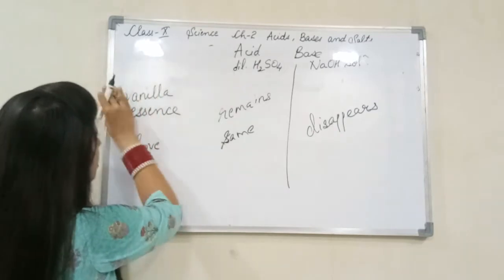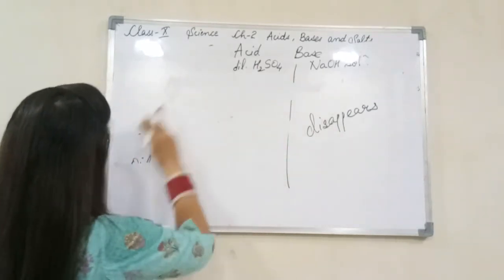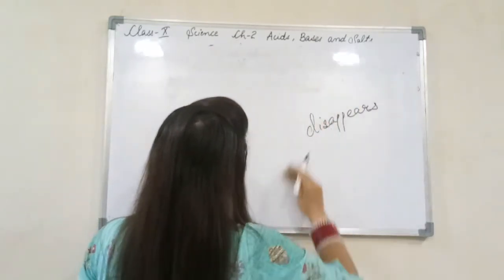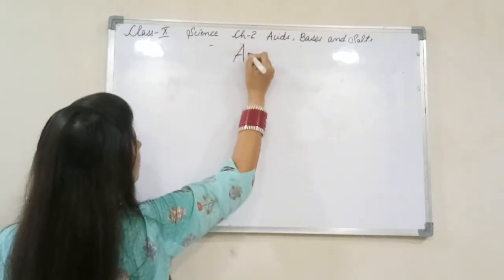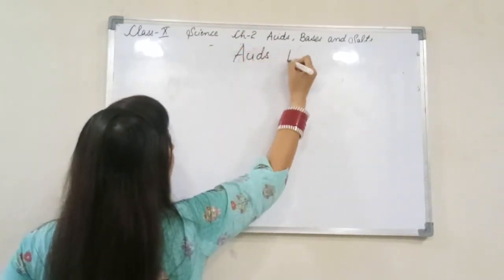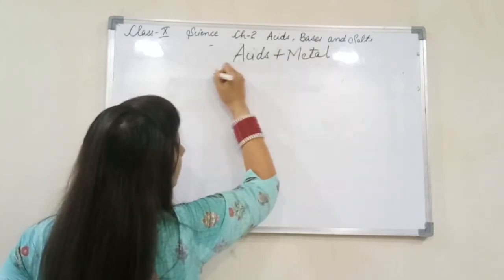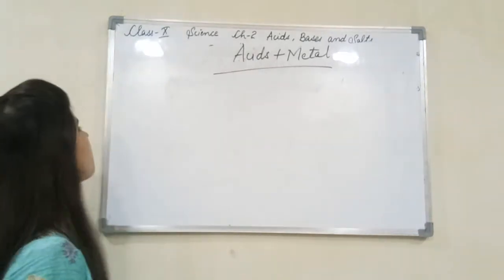So moving on with the next portion of the chapter, that is reaction of metals and non-metals. Sorry, reaction of acids and bases with metals. So first of all we'll be doing acids with metals. Acids with metals, पहले हम ये करेंगे. For this, it's an activity, it's a very simple activity.